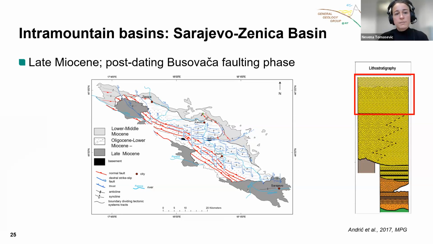And finally, during the late Miocene, deposition is still dominantly clastic, but finer grained with some coal intercalations. But unfortunately, the outcrop quality of this succession was not sufficient to do a detailed sedimentological analysis.